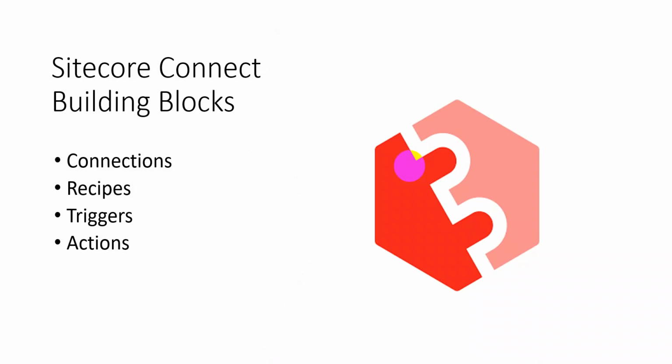Next is the building blocks. So we talked about the main important thing in the Sitecore Connect is the process, right? The process which needs to be executed, the process which needs to be implemented to connect two different systems, right? So in order to build that process, we need to implement something. We need to create some connections, we need to create some recipes, right? All those things. So this is all part of your business process. So connections, recipes, triggers, and actions are something which you can call the building blocks of your Sitecore Connect. We're going to check all these things, connections, recipes, triggers, actions in detail in our coming sessions.